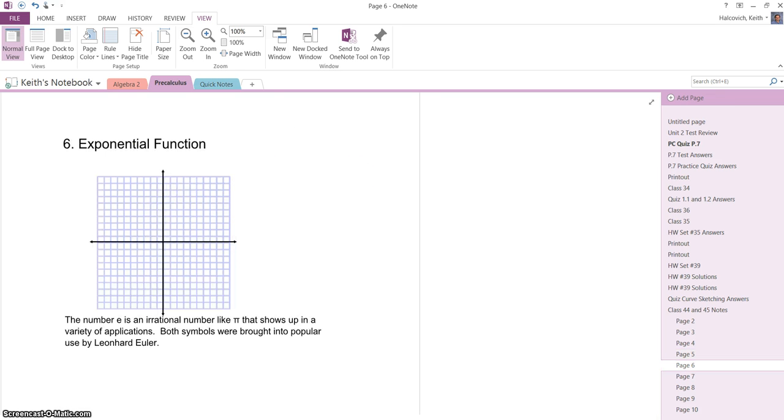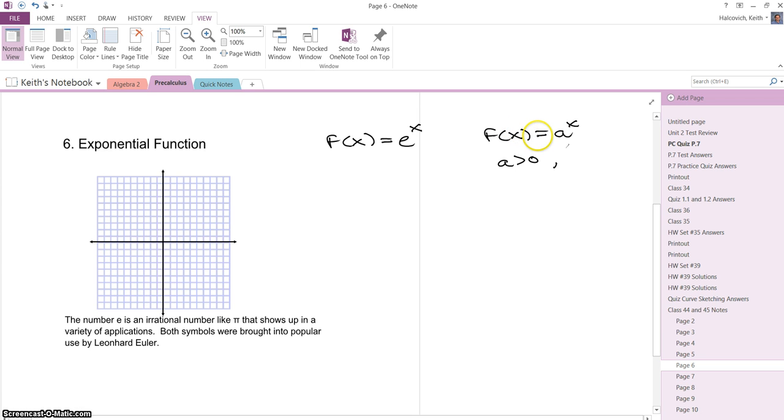The next function is the exponential function, where it's f of x equals some number to the x. We'll use e to the x. Notice the variable is in the exponent for the exponential. The general form would be just a to the x, where a is greater than 0, but a does not equal 1. So if you're talking about the domain of the exponential function, you're going to say it's from 0 to 1, and then 1 to infinity.